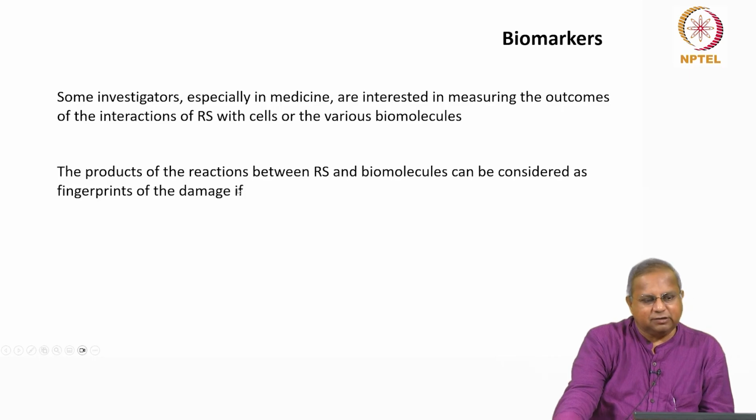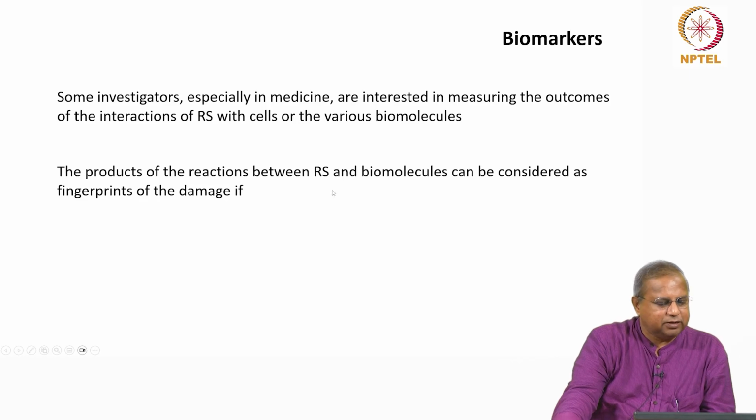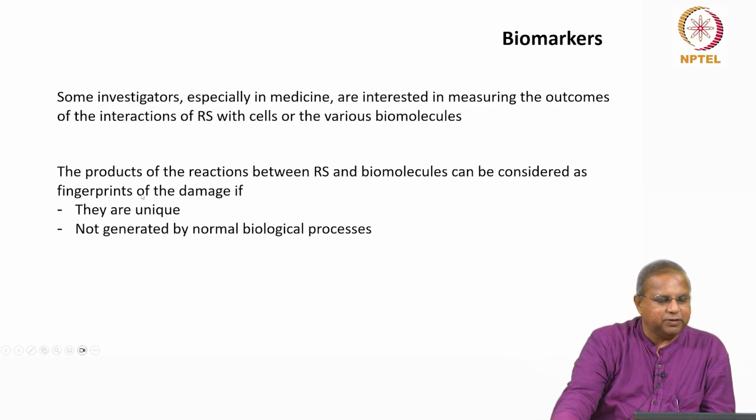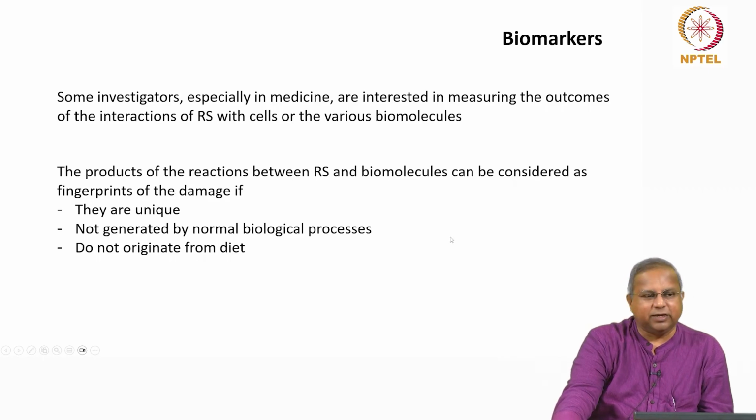The products of the reactions between the reactive species and biomolecules can be considered as fingerprints of the damage if the following criteria are met. There are known criteria. The first one is that they are unique. The fingerprint must be unique. Not multiple things must give rise to the same fingerprint. They should not be generated by the normal biological processes, only by the disease condition, and they should not originate from the diet that is taken in. If these three are met, then they are a good candidate for a biomarker.